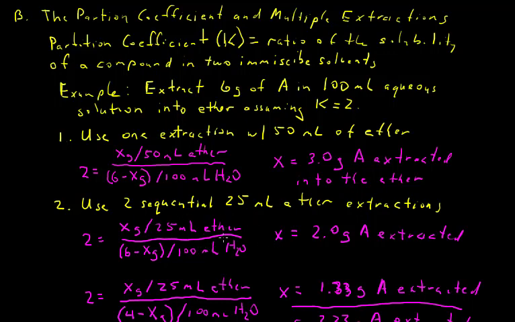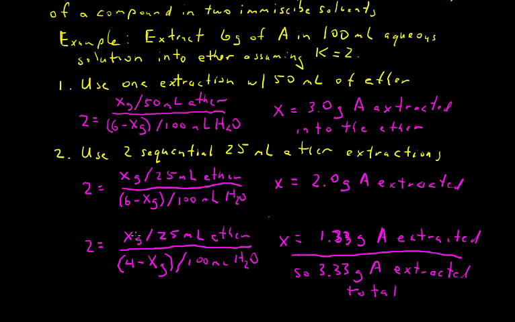So we have to drain out the aqueous layer, then drain out the ether layer into a separate flask. Then we're going to put the remaining aqueous solution back into the separatory funnel. Okay, our 100 milliliters of solution that now has 4 grams of compound A in it. So we've re-added the aqueous solution to the separatory funnel.